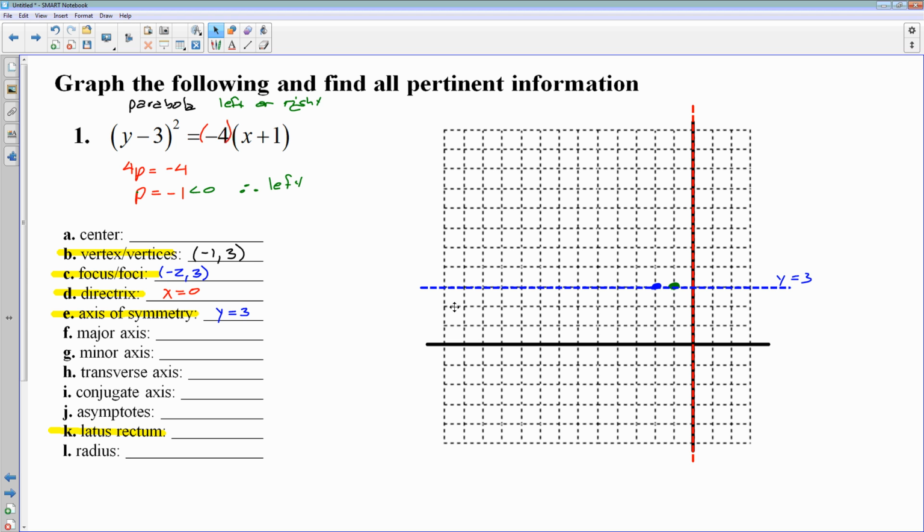Okay, so my latus rectum, from the focus, right here's my focus, you go 2p in each direction. So p is 1, so I'm going to go up 2. I'll go down 2. That tells me the width of my parabola.